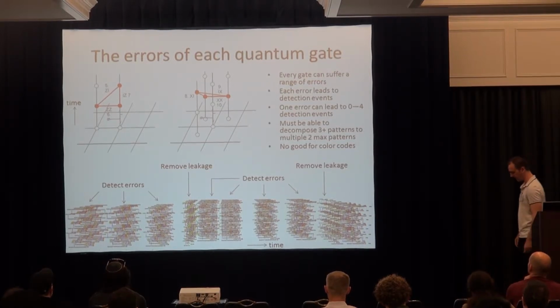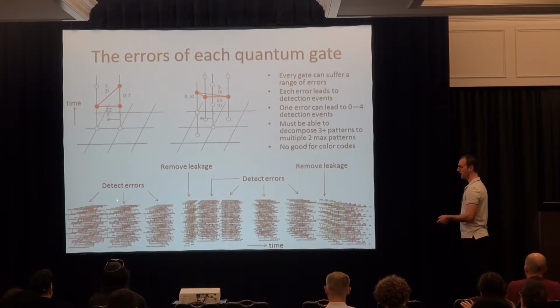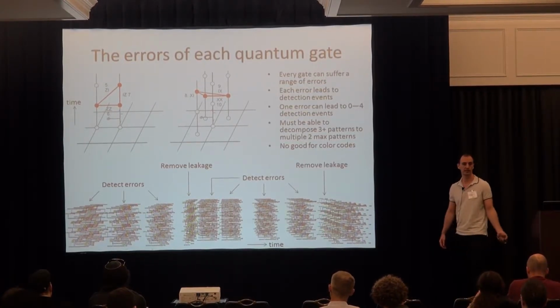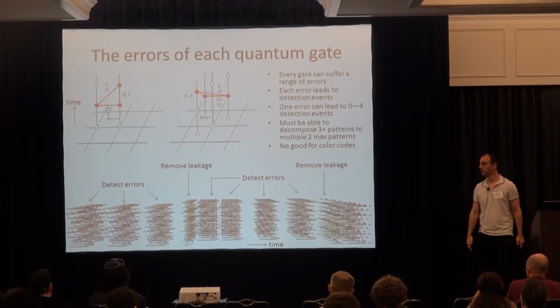Okay, so we have our tiles. We have two different measurement tiles and an offset tile. Ultimately, when you remove leakage, that's all you're doing. You're just really shifting the qubits over one.